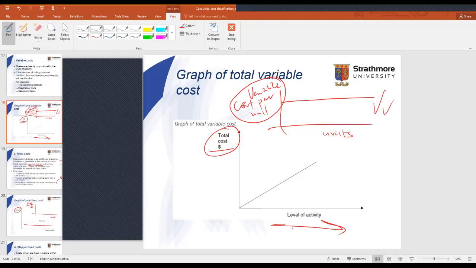Okay, that's how it will be like, a constant throughout. It does not matter how many units are produced. At the end of the day, the costs remain fixed per unit.